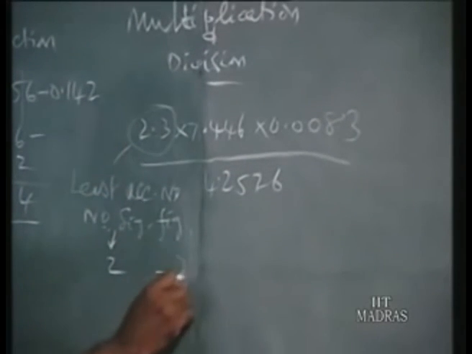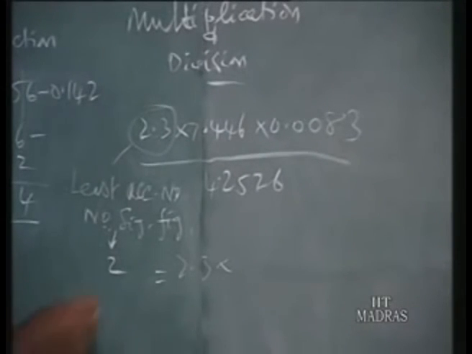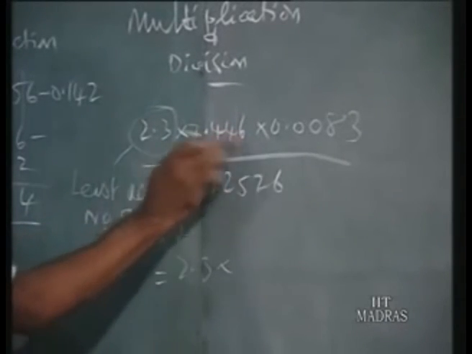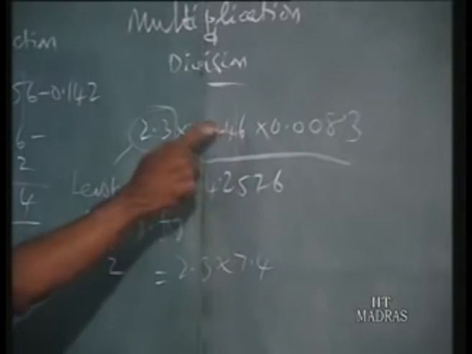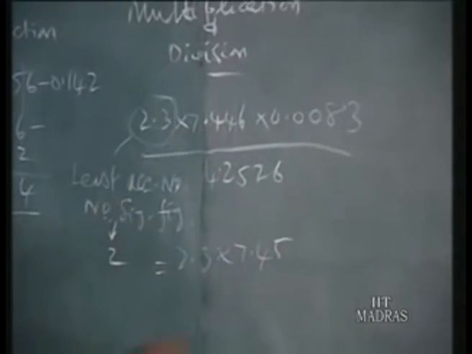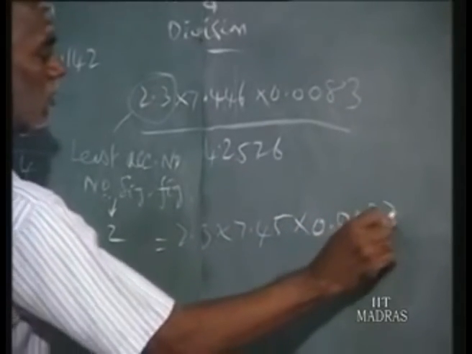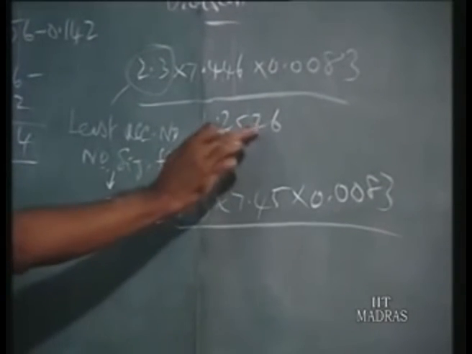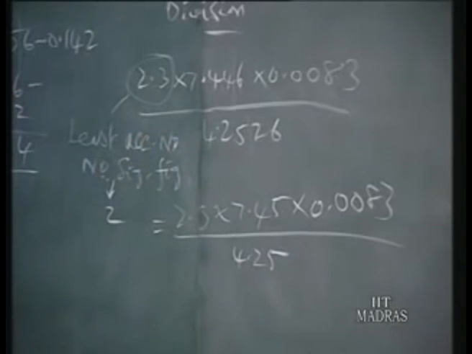So now I will write 2.3. Here we have 4 significant figures, all numbers are significant, so we have to keep only 3. The 6 should be dropped, giving 7.45, because 6 is higher than 5, so add one. Then 0.0083, here only 2 significant figures, we write it as it is, divided by 4.2526, where 3 significant figures, so we leave the 26, and it is smaller than 5, so write it as 4.25 without any modification.